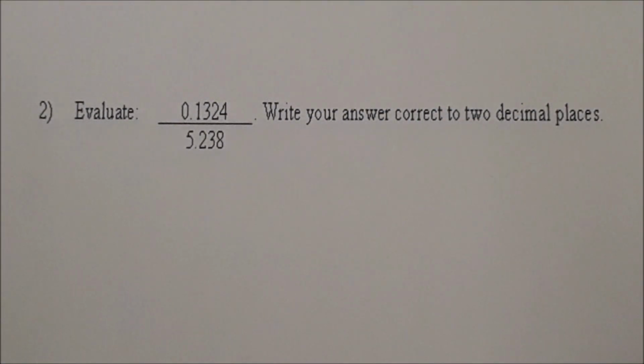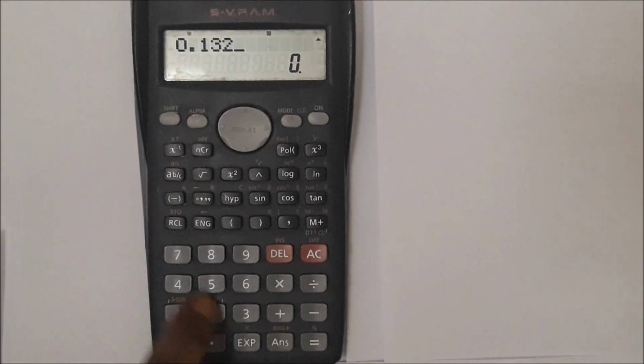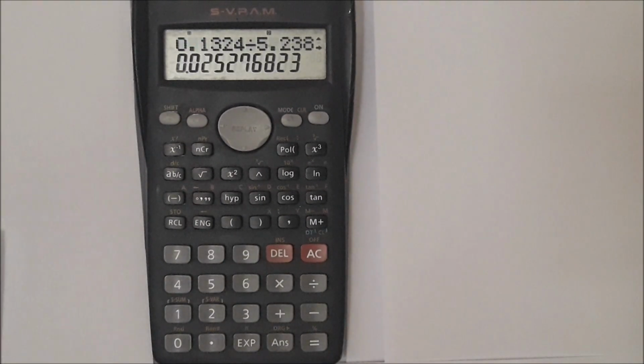Evaluate 0.1324 divided by 5.238. Write your answer correct to 2 decimal places. Okay, Precious, you can work it for us on the calculator. 0.1324 divided by 5.238 equals. Okay, write that for us and then we'll work it from there. Go ahead, you can write it.